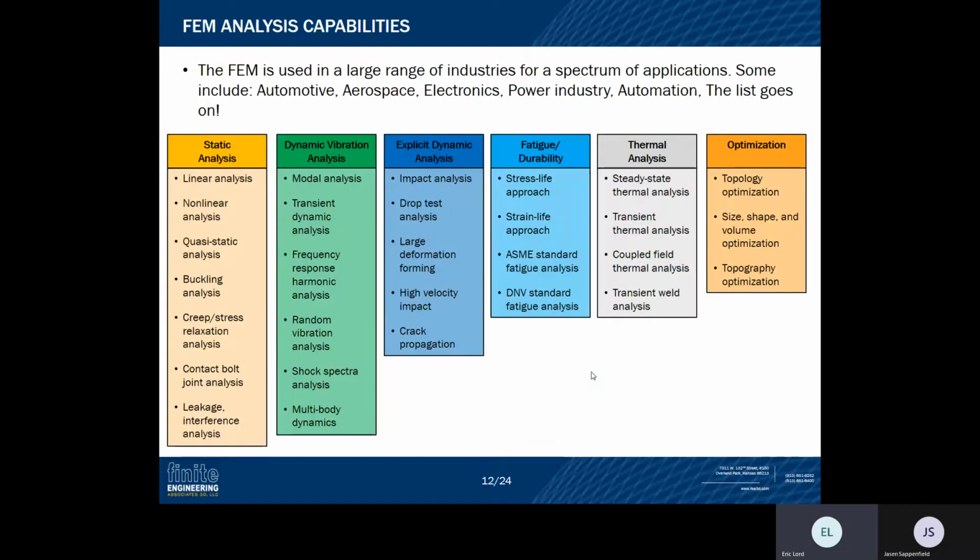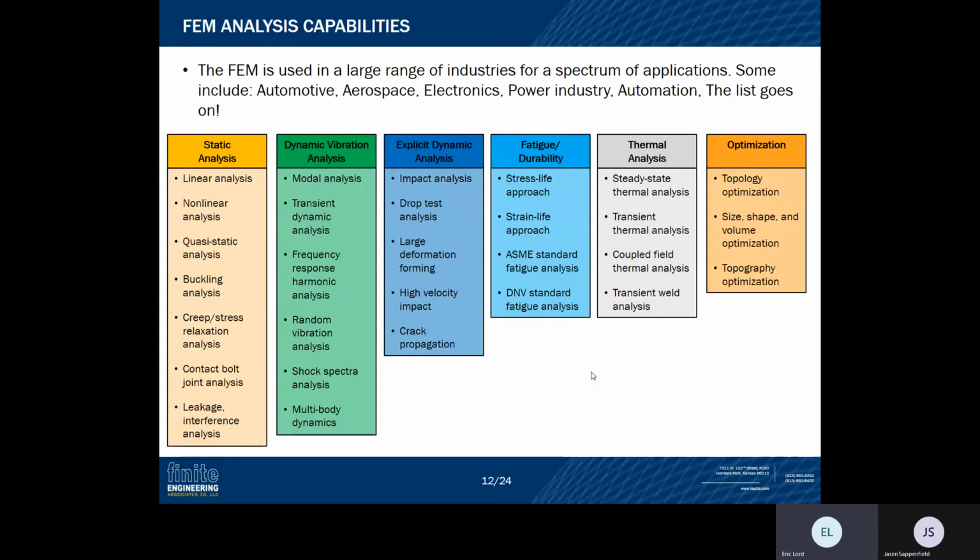And so I won't go through all of these in great detail, but basically finite element analysis has a huge range of capabilities, and it really spans a very large range of industries for a huge spectrum of applications. And just to put these into context a little bit, a lot of these go for automotive, aerospace, electronics, power industry, automation, the list goes on and on. But we have, just going through some of these headings, the most common types of analyses that we do.